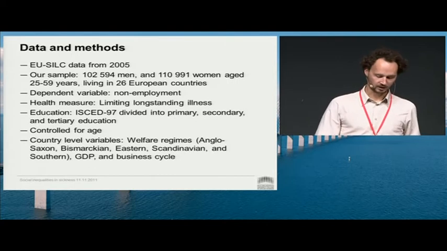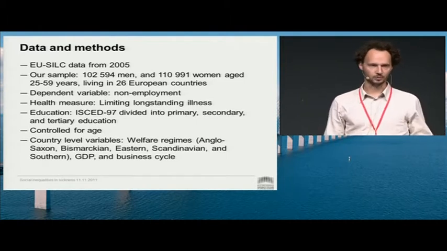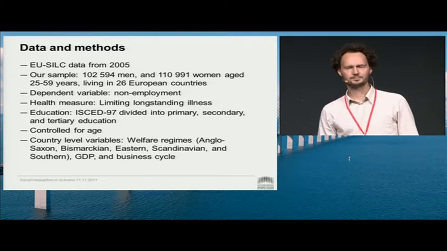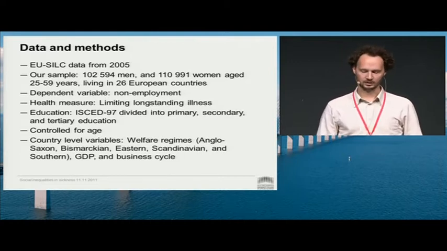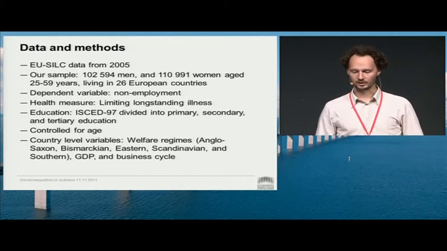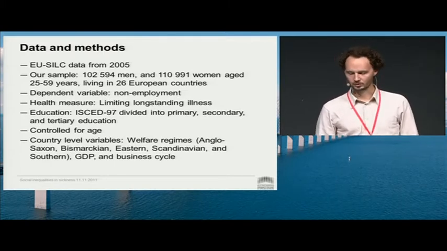Okay, so the data we use are collected by EU-SILC in 2005, or at least organized by Eurostat and EU-SILC. And our sample consists of 200,000 men and women aged 25 to 59 years, living in 26 different countries. And our dependent variable then is non-employment, defined as all those who are not students and not working and not in military services. And our health measure was limiting long-standing illness. And we use education as a measure of social position, and it was divided into primary, secondary, and tertiary education.